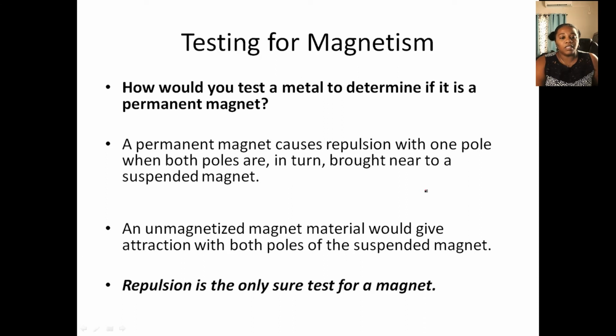A permanent magnet causes repulsion with one pole when both poles are in turn brought near to a suspended magnet. So that's a sure way, the repulsion test. An unmagnetized material will give attraction with both poles, and that would be suspect for it being unmagnetized or not being permanent, right?